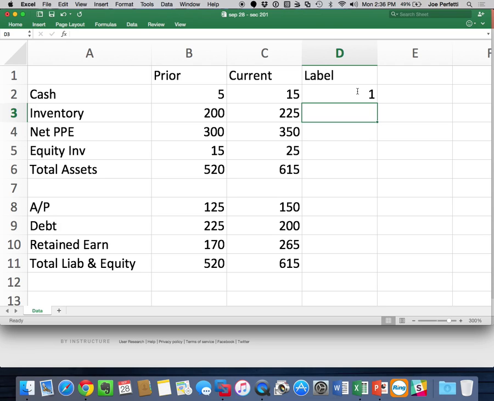Apple doesn't need $200 billion to run Apple. They need some amount of money to run Apple. That's going to be their operating cash. For Apple, it might be $1 billion, $2 billion. Everything else is excess. We have to separate that out.